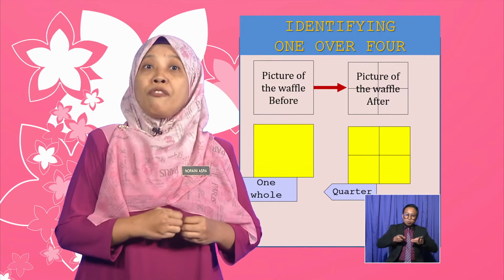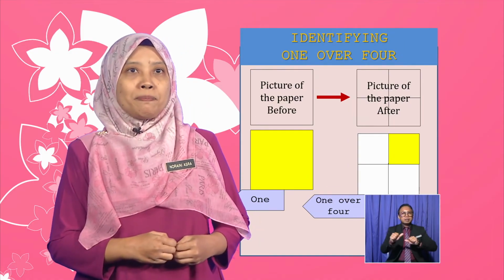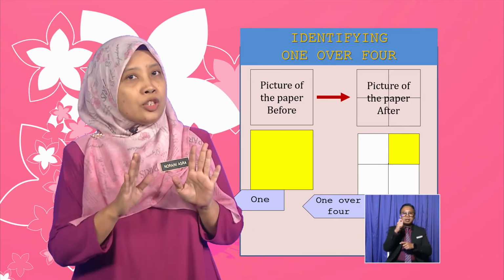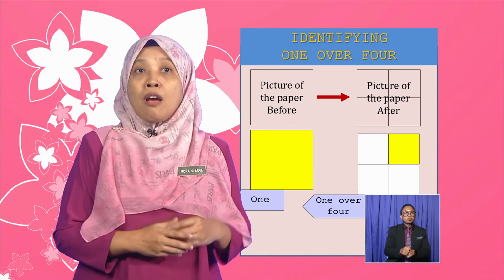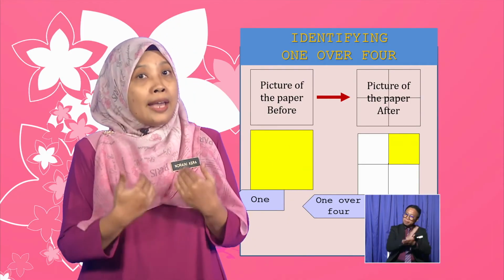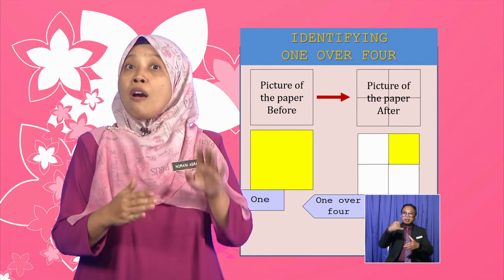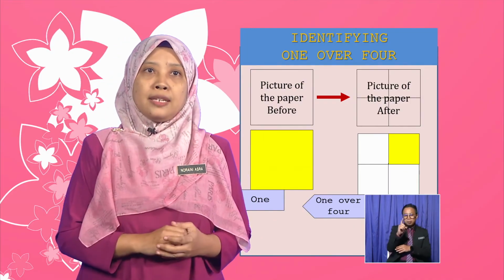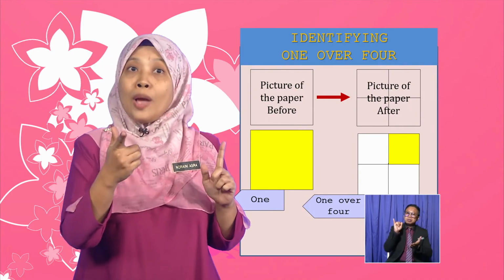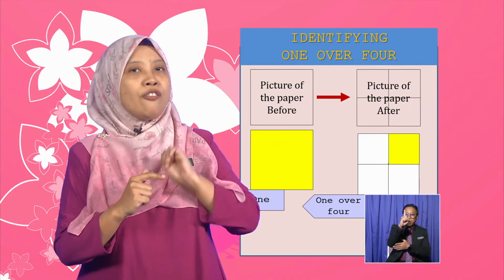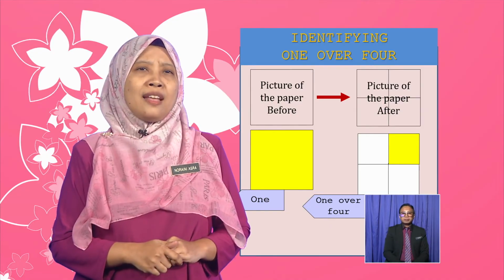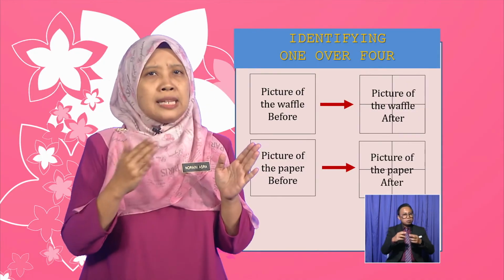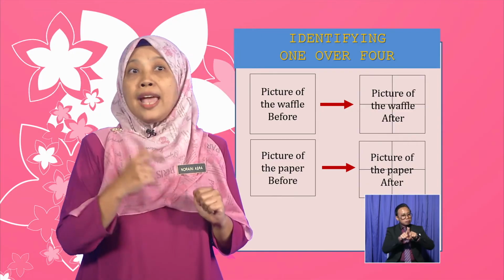Meanwhile, during the folding activity, I have folded the paper into 4 equal parts. From a piece of paper, I folded the paper into 4 equal parts and colored 1 part of it. In this activity, you have learnt 1/4. Let me ask you, what is the relation or similarity between quarter and 1/4?